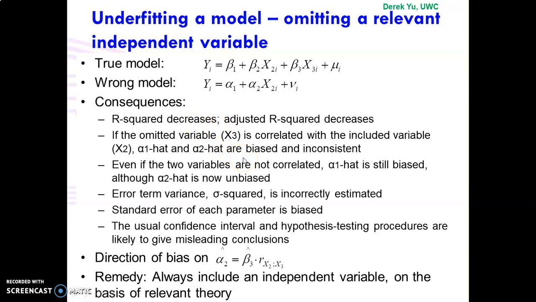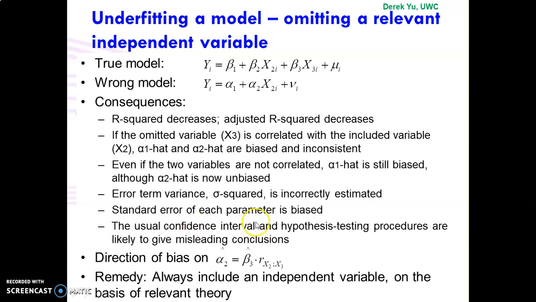Actually, the consequences are much worse, more serious when it comes to underfitting compared with overfitting. First consequence, by committing underfitting, both R square and adjusted R square decrease. Okay, I want to skip to the fourth one. This time, the variance of error terms is incorrectly estimated when it comes to underfitting. Remember, for overfitting, it is still fine, correctly estimated, but not anymore when it comes to underfitting.